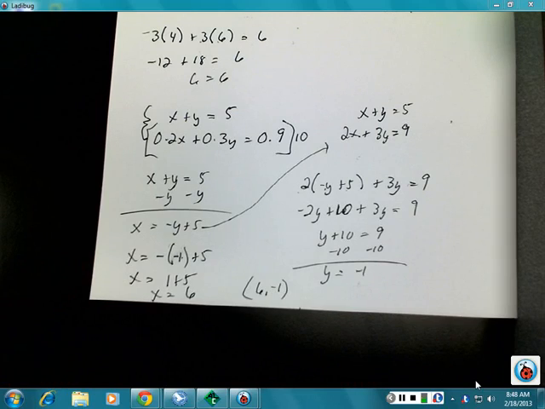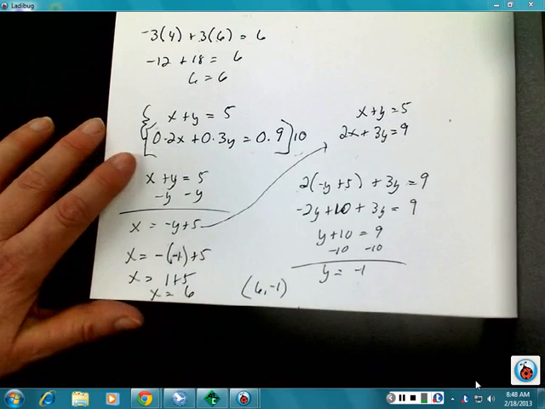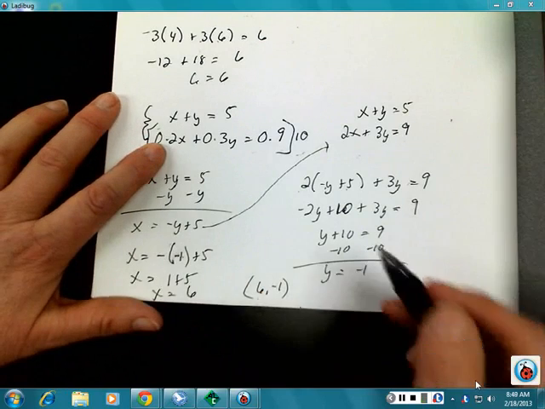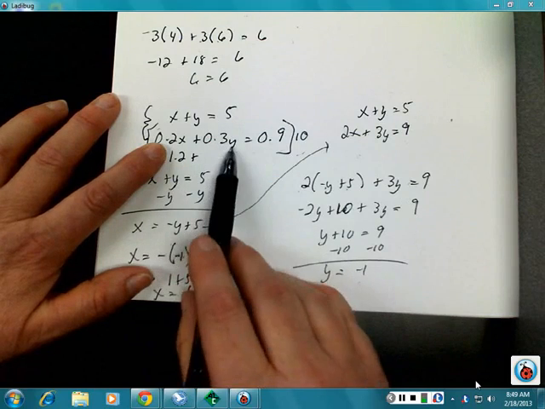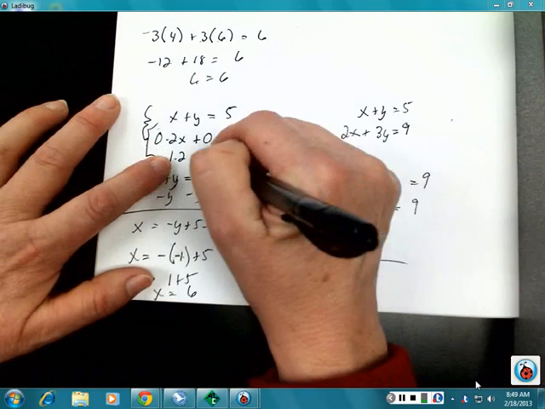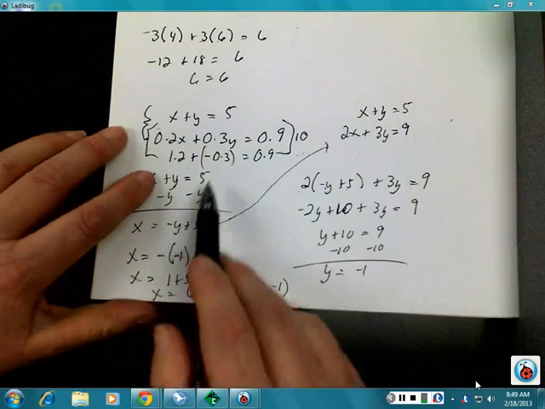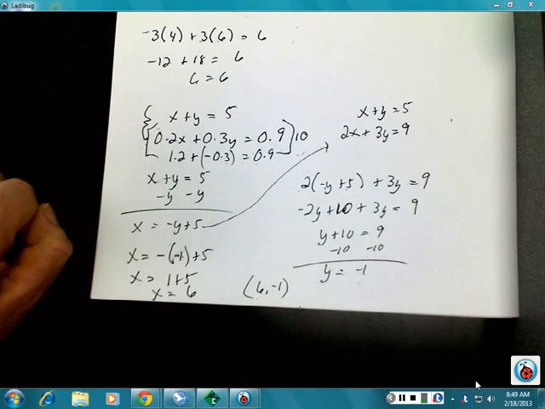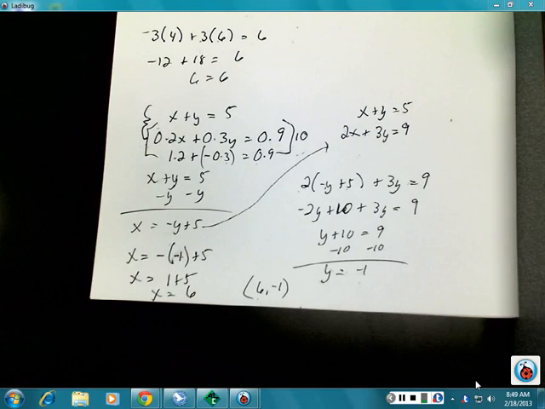Now if you want to really know whether it works exactly, plug it back into this one that has the decimals in it. So if I put 0.2 times 6, that's going to give me 1.2. Negative 1 in here is going to give me a negative 0.3. And if I subtract this from this, I do end up with 0.9. So I know I did my math correctly. All right. These aren't difficult. They do take a little bit of time to do, but they're not overly difficult.